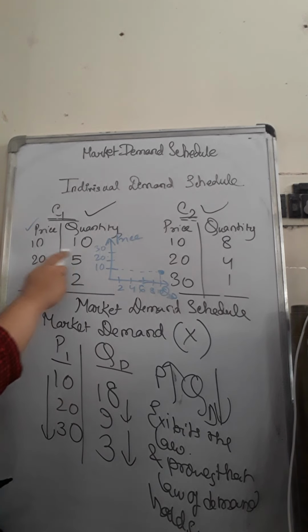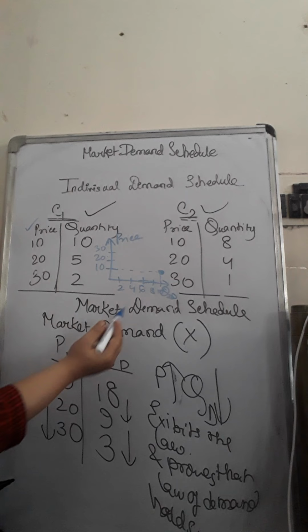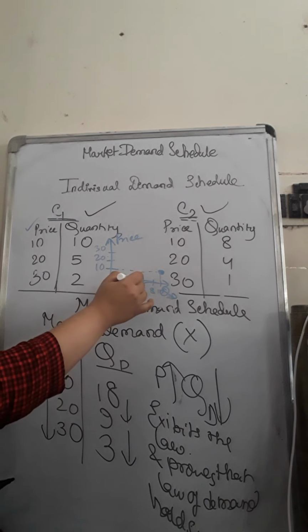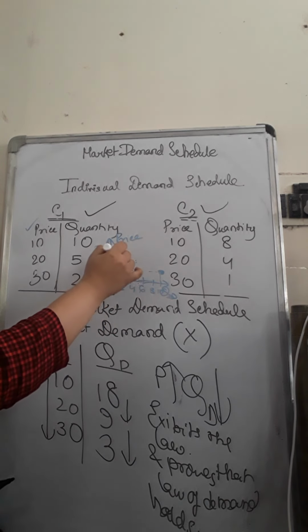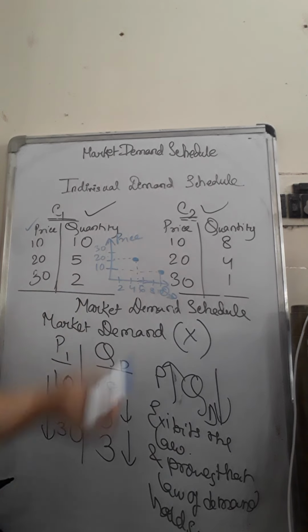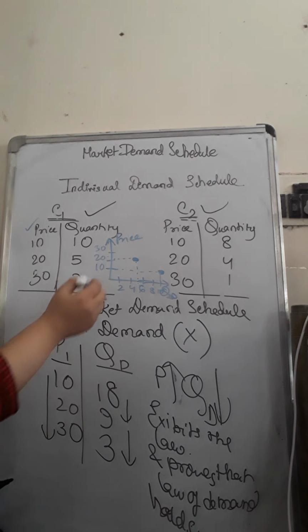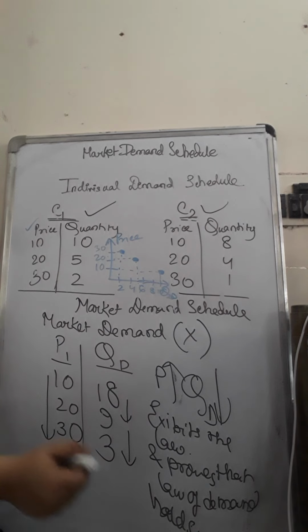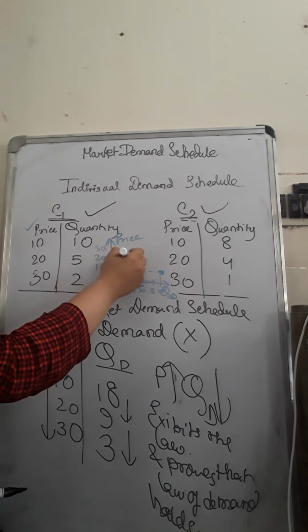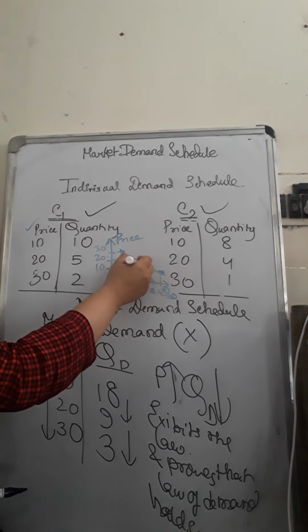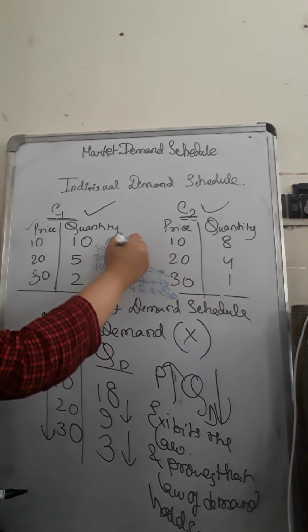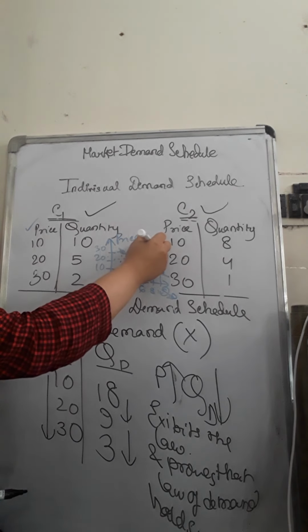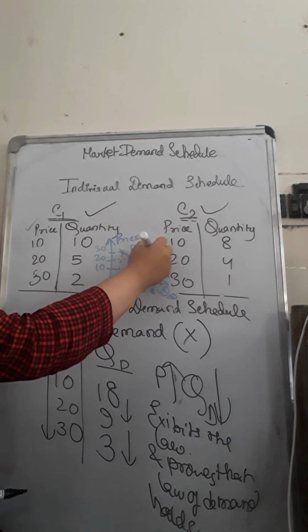When the price is 20, the quantity demanded is 5. So 5 will be in between 4 and 6 over here. So 20 and 5, again another point. And when the price is 30, the quantity demanded is 2. So you are plotting the points. When you join these 3 points, the locus, meaning the joining line, shows you the demand curve of this individual consumer.